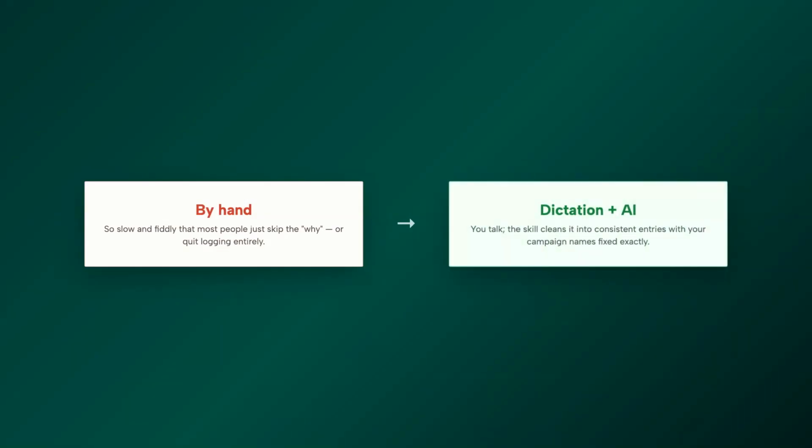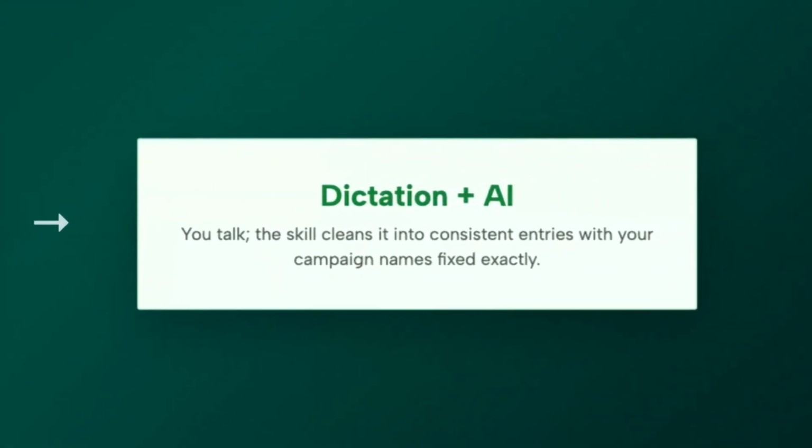The fix is dictation plus AI. You talk, which is faster and pulls a lot more context out of you, and the skill cleans it up into consistent entries, with your campaign names fixed exactly.